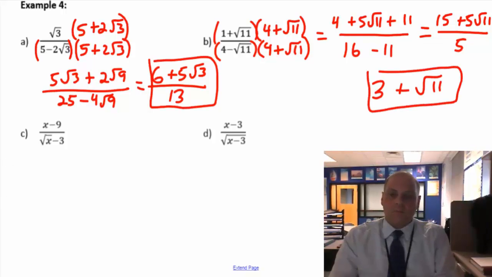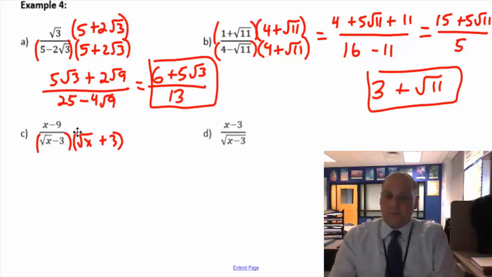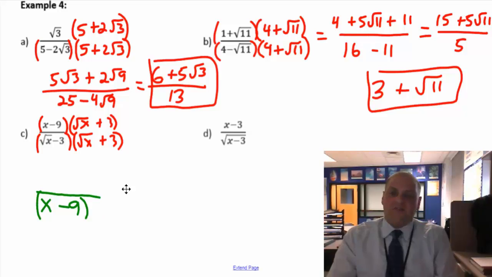Almost done here. This one's got an x in it, so what? Same process. Multiply by radical x plus 3. Put this in parentheses here. All right, so my denominator's easy. It's going to be radical x times radical x is x, and then negative 3 times 3 minus 9. You get x minus 9 for the denominator.